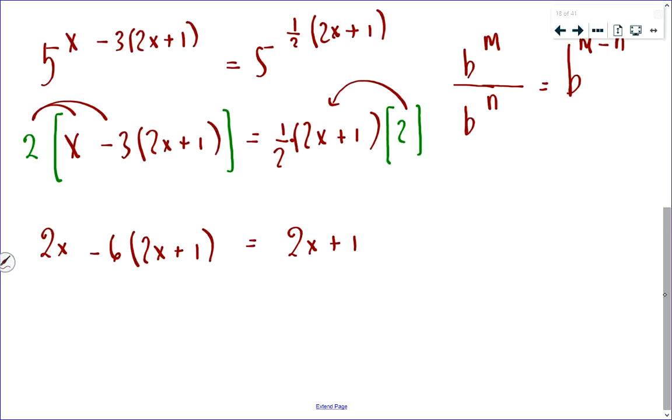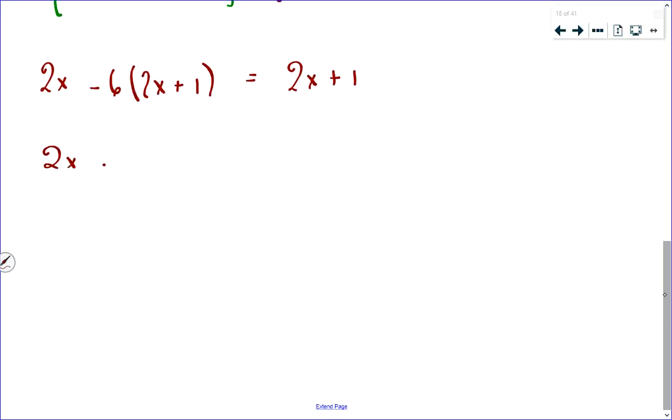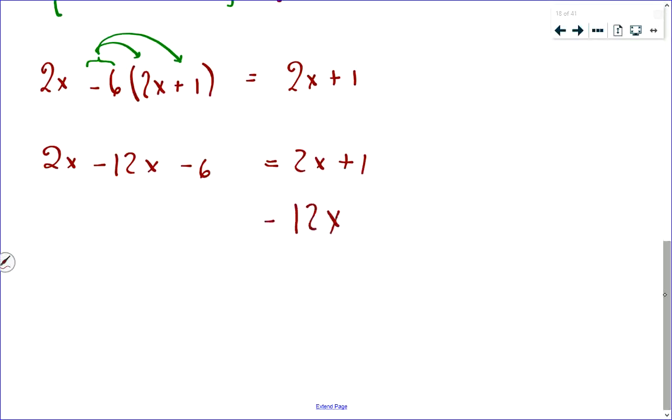And now we solve it. So we get 2x minus 12x minus 6. Don't forget this minus 6 is multiplied entirely into it, meaning the negative as well, equals 2x plus 1. So what do I do here? Well, the 2x minus the 2x is nothing. If I shuffle the 12x to the other side, it becomes positive, and I end up with, I believe, negative 7. Yep. So x is equal to negative 7/12.